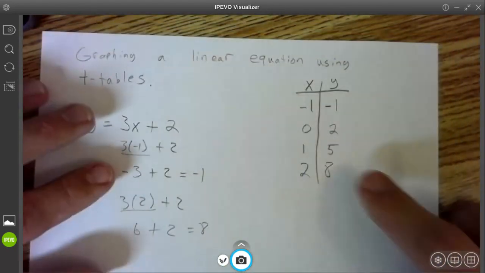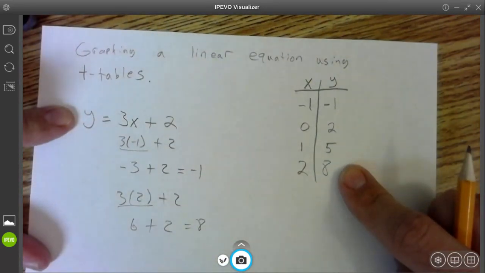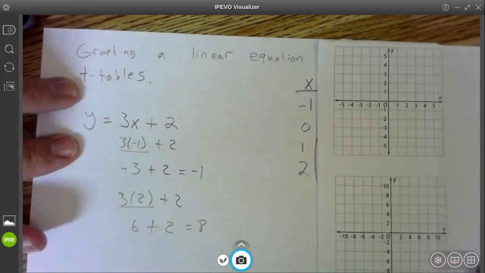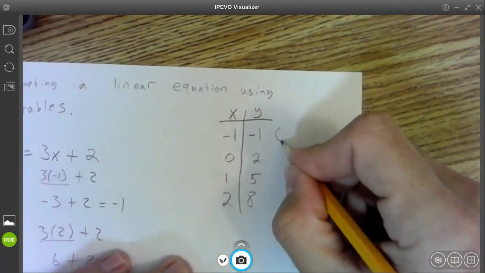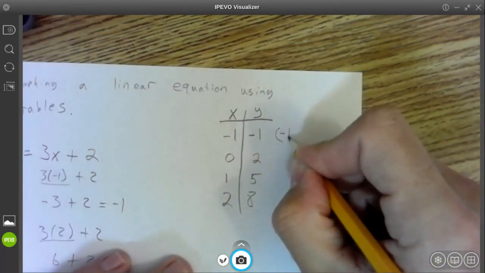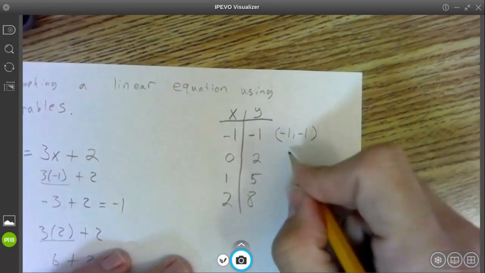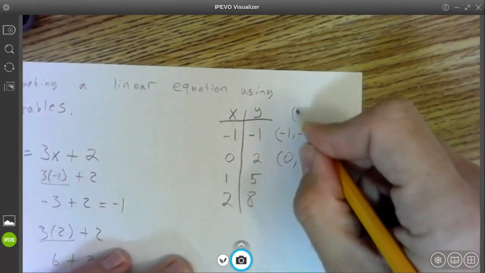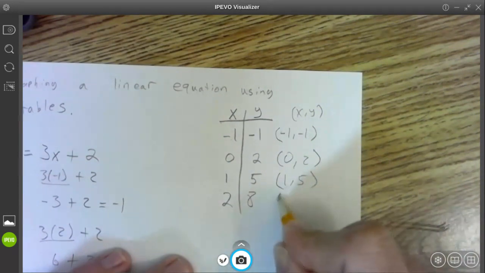Now, these are all solutions to this equation, but we're going to graph the solutions. We're going to graph it on a little XY coordinate grid. So what these represent, besides solutions, is ordered pairs. -1 for x, -1 for y. 0 for x, 2 for y. X comma y. And we're just going to plot these points, and that's how we're going to graph it.